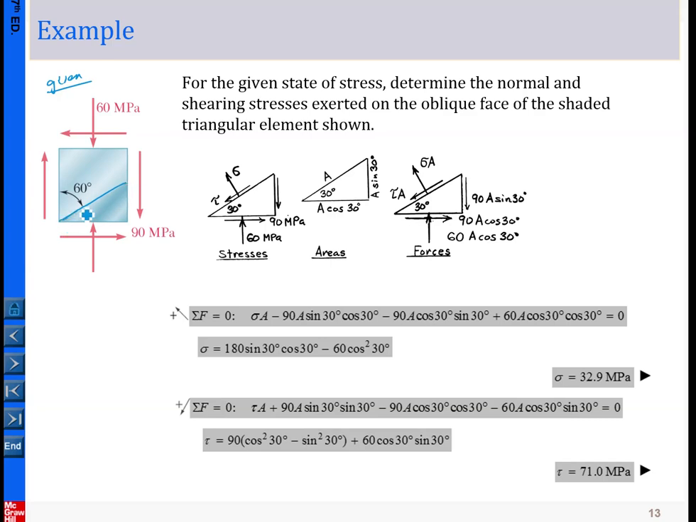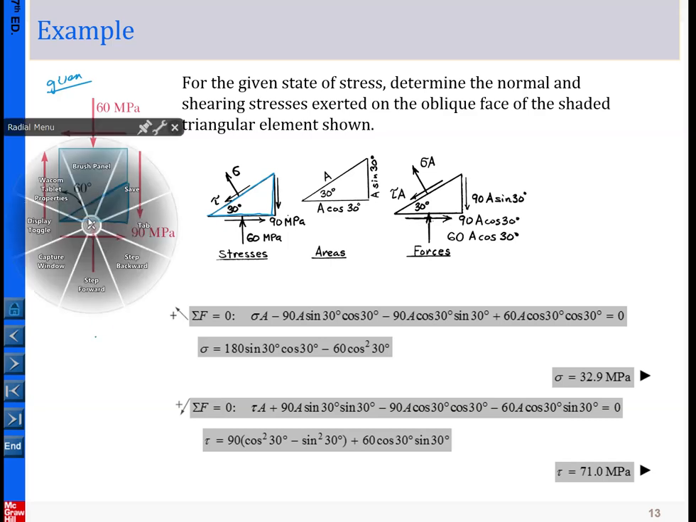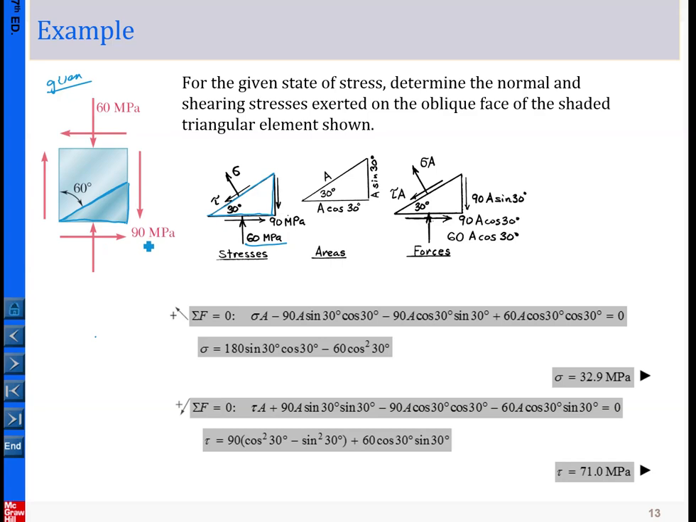Okay, in this plane, what you can do is simply pick this element and expose something like this one here. And in this element, you simply copy the given stress. So this is the 60, and this is 90 here, and then here is 90, and there's a normal stress here. This is about the stress, and then the area: for example, you assume this is A, then this should be A sine 30 and this is A cosine 30.